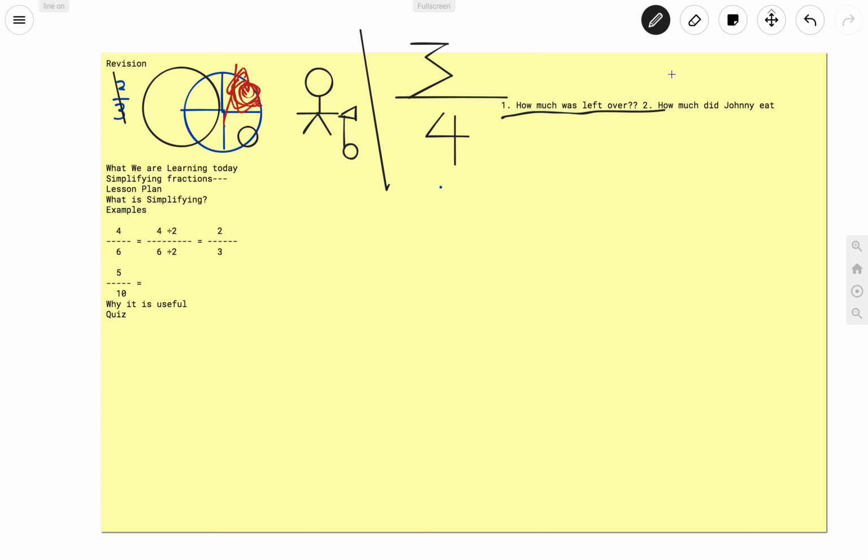Now, second question. How much does Johnny eat? Well, this one will probably be easier, but I'll just wait for you guys to figure out first. So, obviously, as we can see, there's 3/4 left over, which means one piece was eaten, as it is 1 away from being a whole pie, which means Johnny ate that one piece, and in fraction form, it will be 1/4.